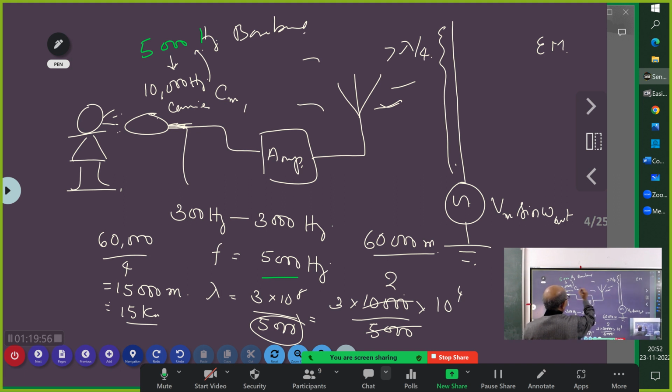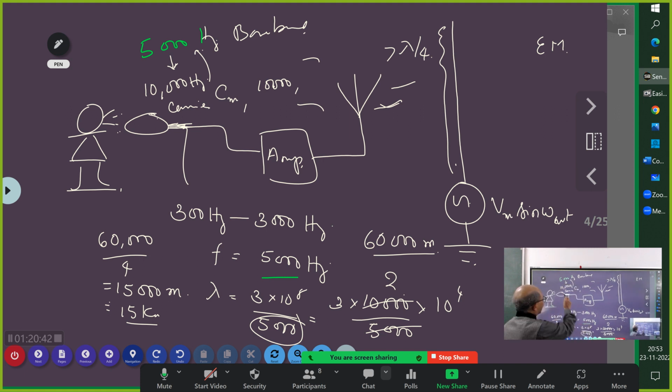When you superimpose using amplitude modulation, the resultant frequencies will be 10,000 Hertz, 10,000 minus 5,000, and 10,000 plus 5,000. Correct? I have chosen 5,000 Hertz and 10,000 Hertz, but you can take it still higher. So you can see that you have converted your signal from 5,000 Hertz and superimposed it on 10,000 Hertz. That means your antenna length will now become half.